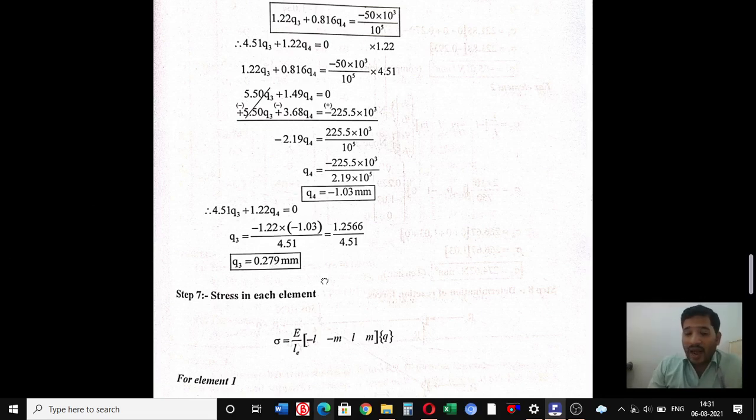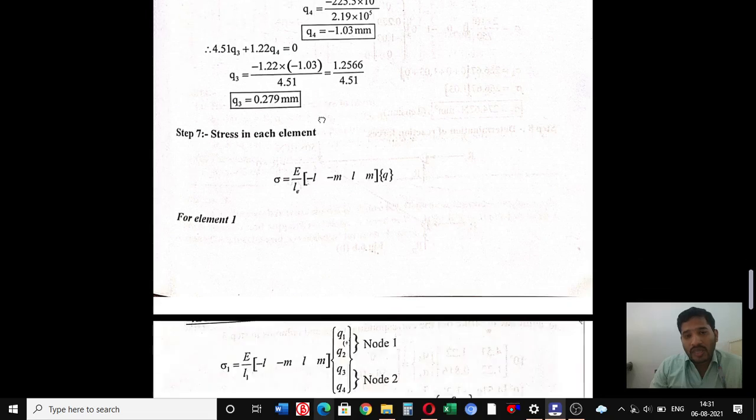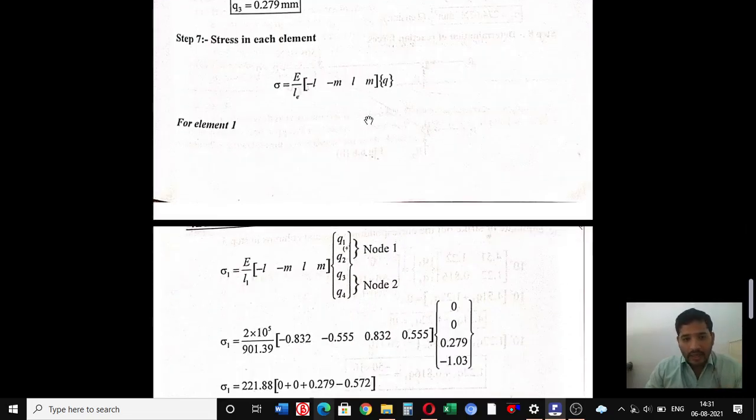We got it. After getting the values of Q3 and Q4, we need to find out the stresses in each element. The same concept we need to follow for the first element as well as for the second element. How many elements do we have in this figure? We have only 2 elements, element number 1 and element number 2. That's it. Clear? First of all, we need to find out the stress in the element number 1.